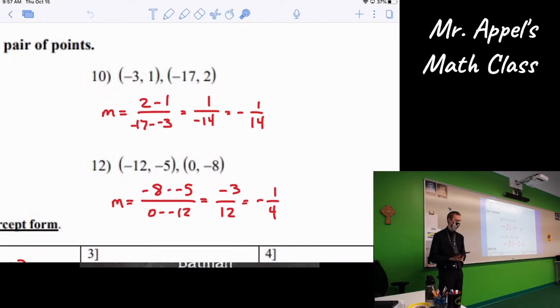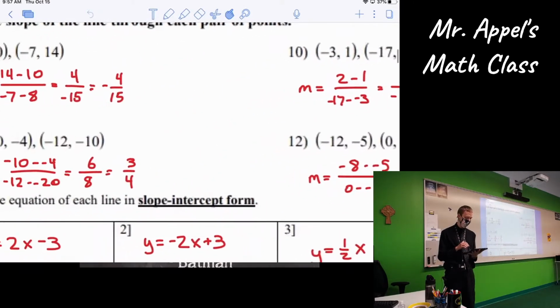No. I am hoping that this first page was trivial for you at this point. You've been finding the slope of a line for 4 years now. But it is a very, very common thing to do in calculus. So we want to make sure that's mastered.